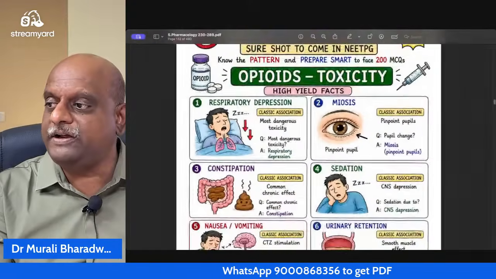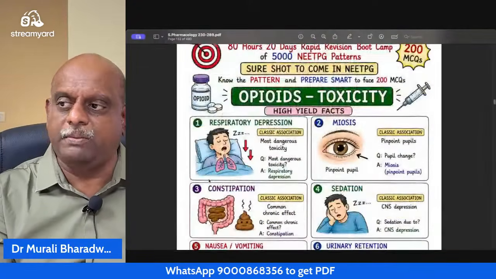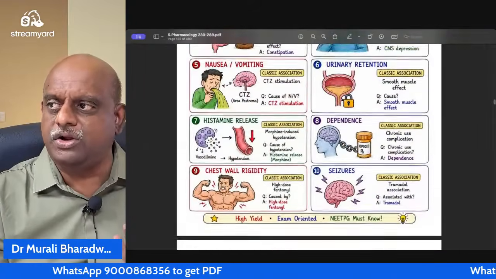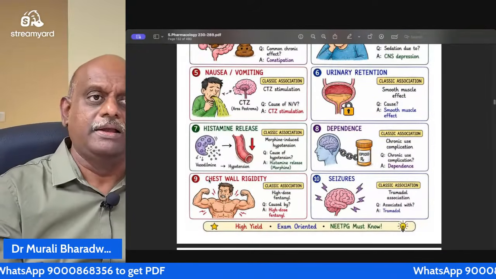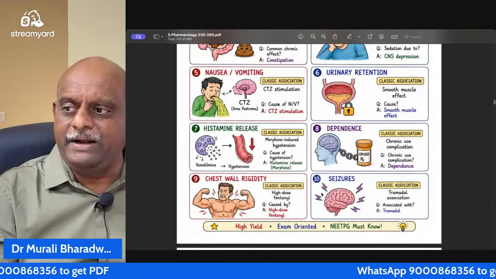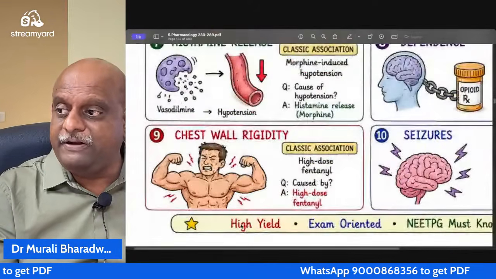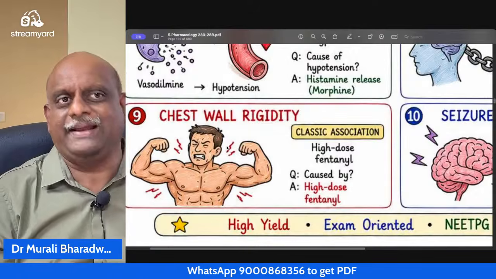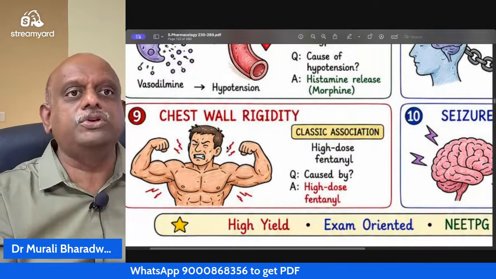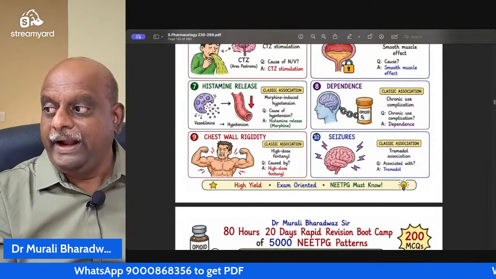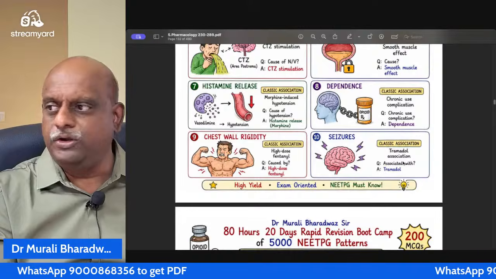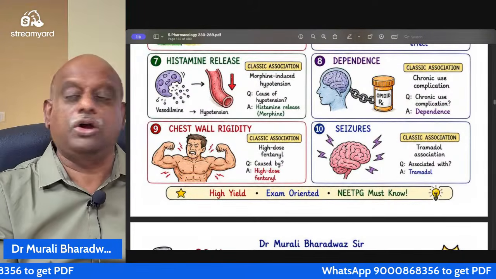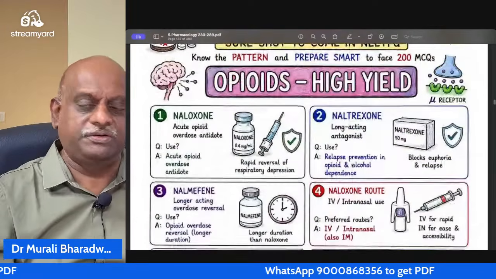Now what are the side effects, doctor? In one shot, you need to remember: respiratory depression, miosis, constipation, sedation, nausea, vomiting, urinary retention, release of histamine, dependence, and especially fentanyl can lead to chest wall rigidity, which you need to remember. And tramadol, you need to know seizures. Tramadol commonly can be associated with seizures.